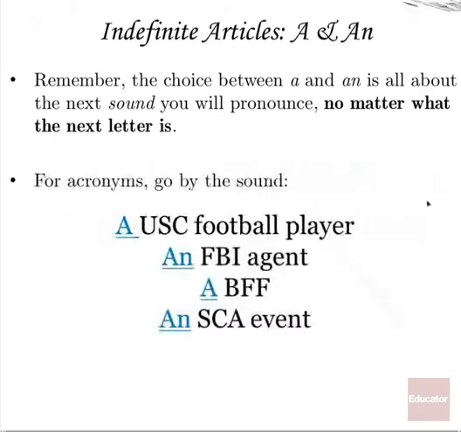Nice and smooth. For acronyms, go by the sound. So, a USC football player. USC starts with a y sound, so a USC player. An FBI agent. F is a consonant, but when we say it as a letter, we say F, and it starts with that eh noise, so an FBI agent. Nice and smooth. A BFF. But an SCA event. When we say B, we start with the B sound. When we say S, we start with the E, so an SCA event.